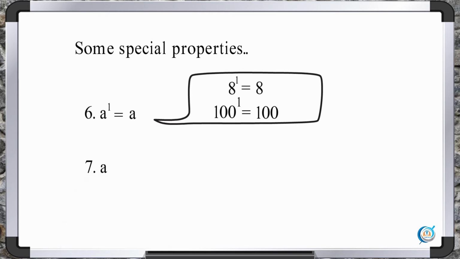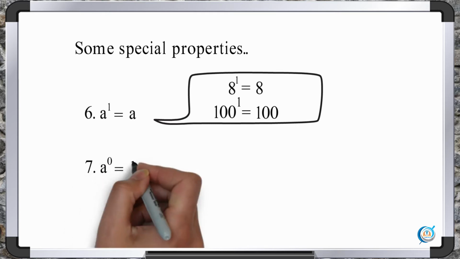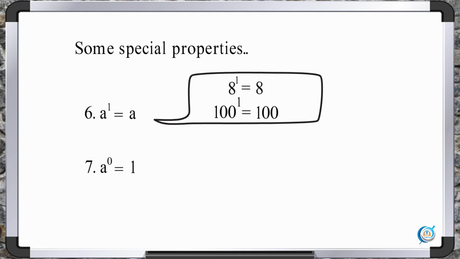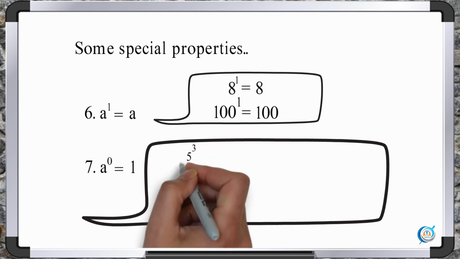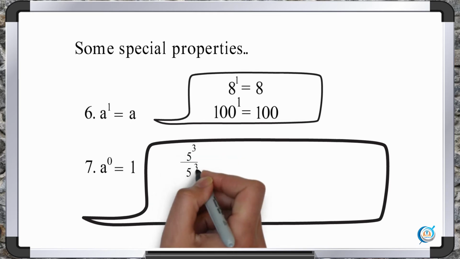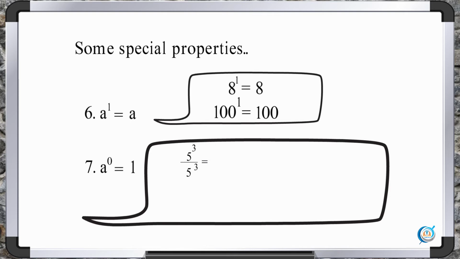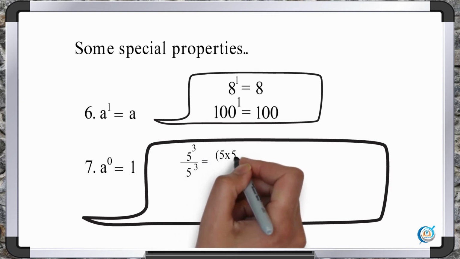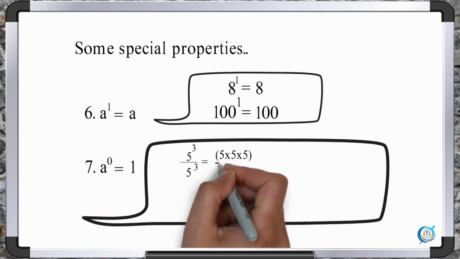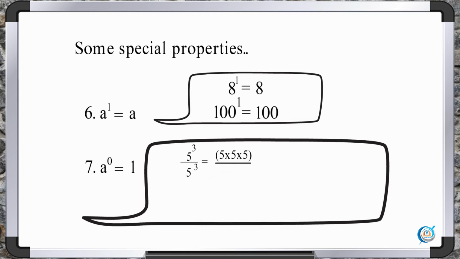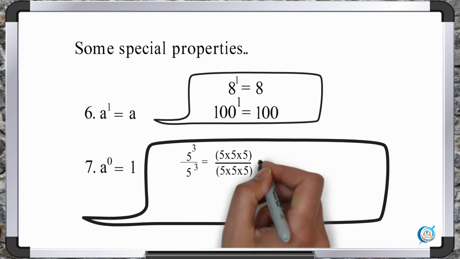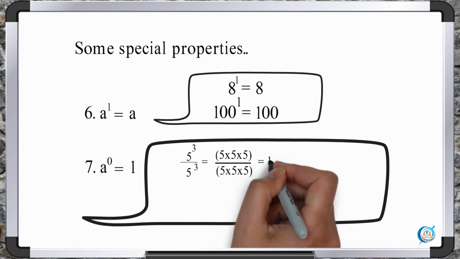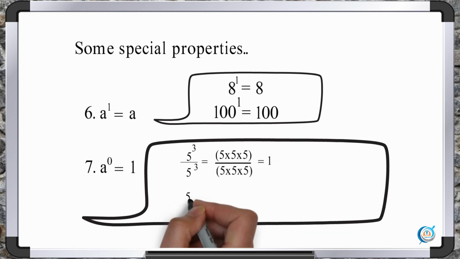Seventh one, any number to the power 0, or a power 0, will be equal to 1. Let us see how it is 1. Here I am taking 5 power 3 by 5 power 3. That is 5 into 5 into 5 by 5 into 5 into 5. So same number by same number, we know that it is 1. Cancelling each 5, the answer will be 1.